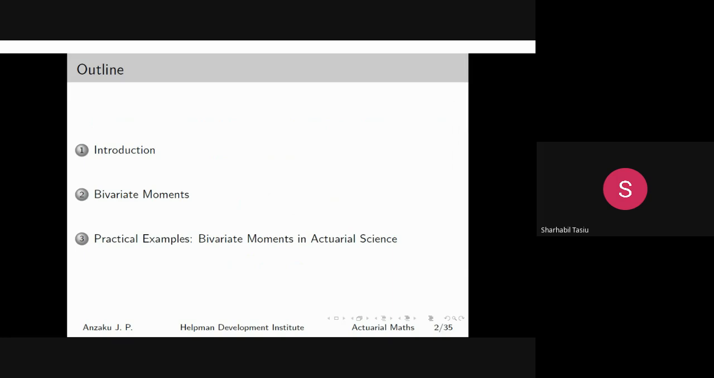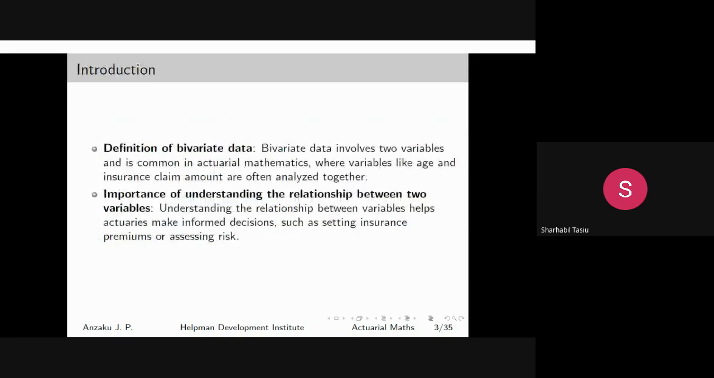Introduction. Definition of bivariate data: just like we defined last week, sometimes you're interested in getting information from two characteristics that affect a particular cause, a random variable.